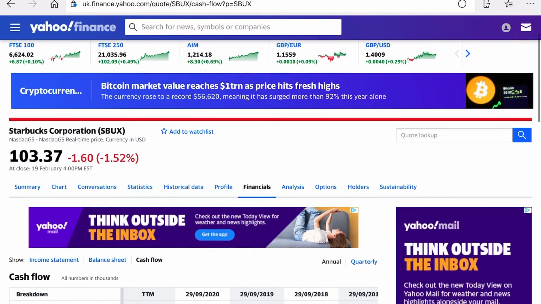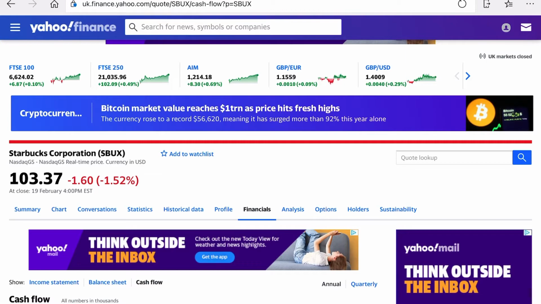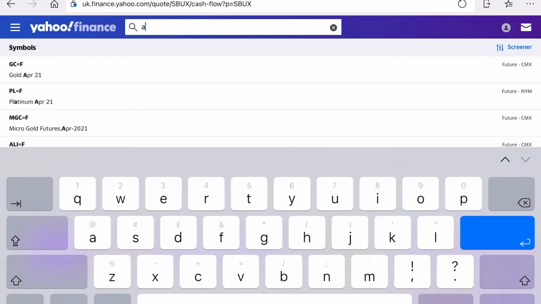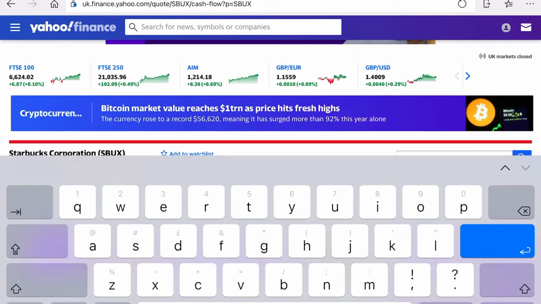Okay, so that's basically what I wanted to show you as a brief. So I'll go ahead and find Apple and just quickly show you their ticker symbol. Again, you can see multiple results come back. Let's just click into the first one. AAPL is the ticker symbol.